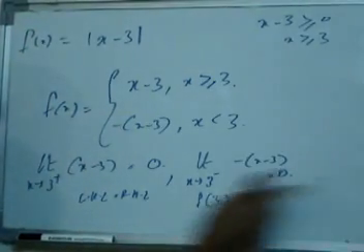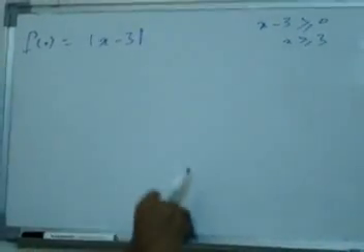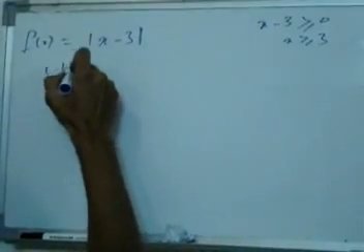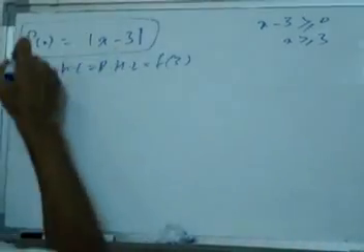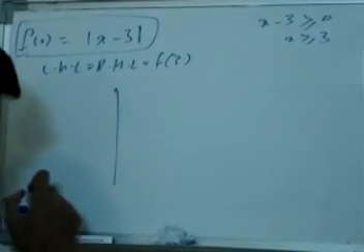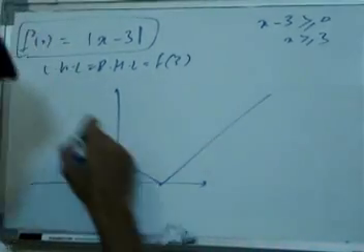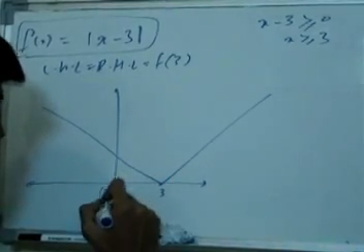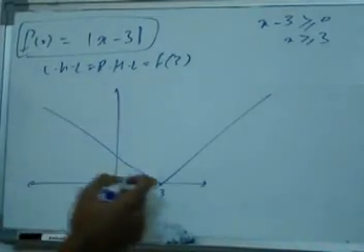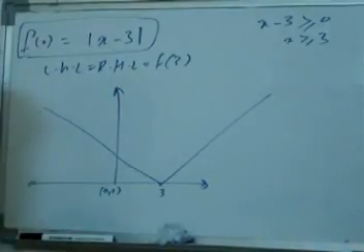Hence I can say that this function is continuous. We can verify that with the diagram. This is the graph for x minus 3, and it is continuous throughout its graph. So hence this function is continuous.